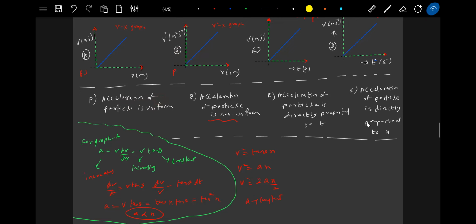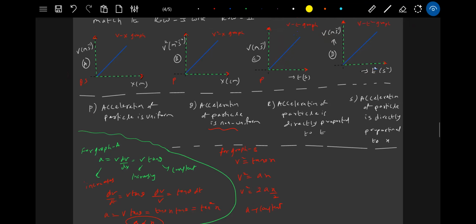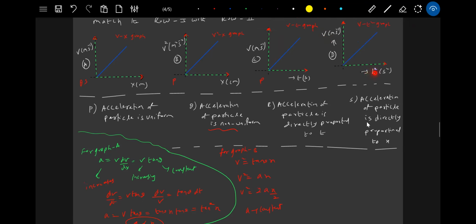Okay, let's come to this one. The vt graph. I think everyone knows this. Here, the slope of this should be equal to acceleration in the vt graph. What is the slope? It will be acceleration, and the slope is constant. So therefore, it must be P. Come to this one. We have velocity versus time square, t square. So let's get into the mathematics.